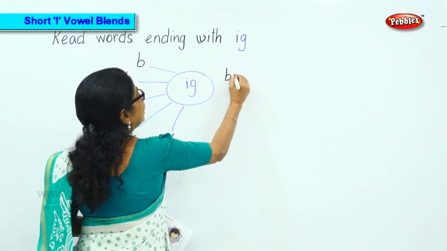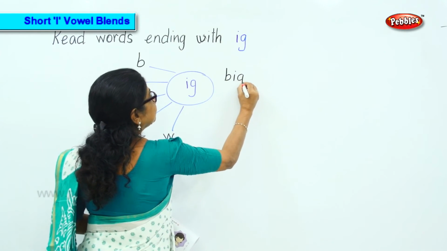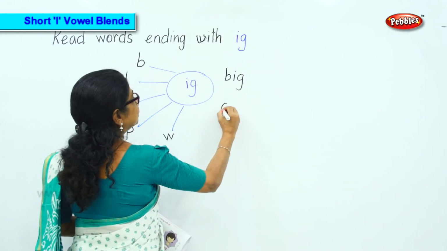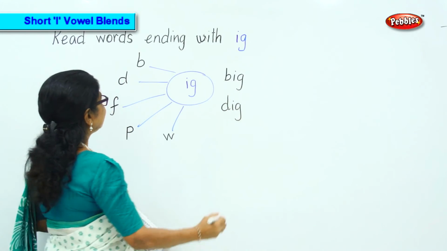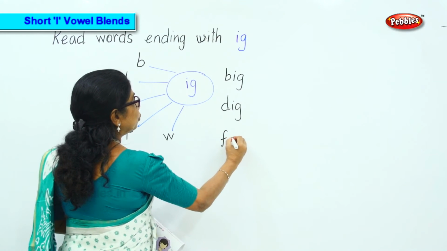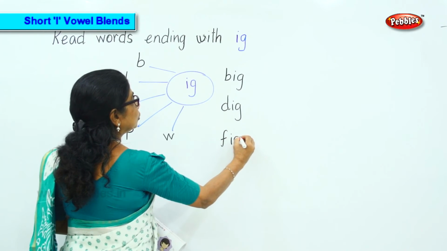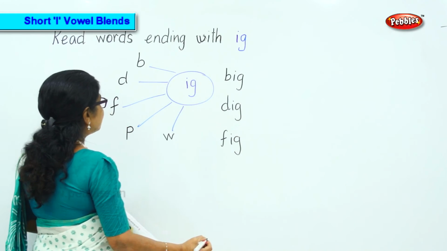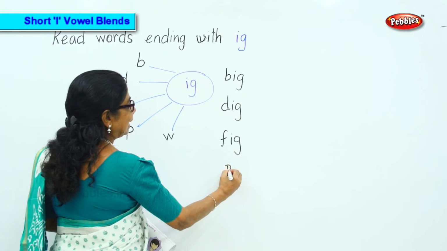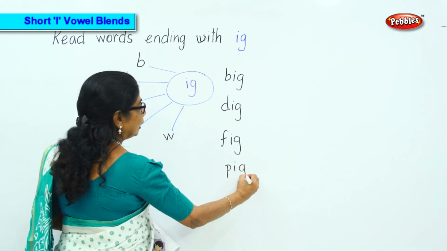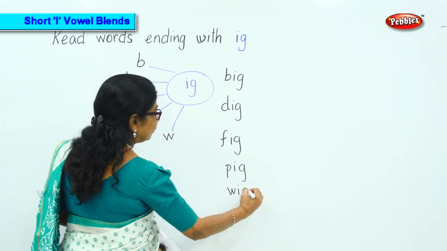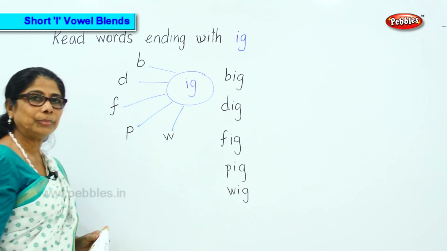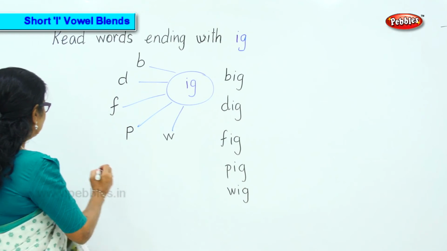And IG, big. Okay. And IG, dig. Fig is a fruit, a dry fruit. Green also is there. Fig is a fruit. Pig is an animal. Wig is something that you wear on the head if you don't have hair. Wig.